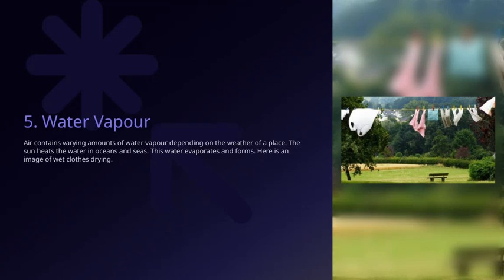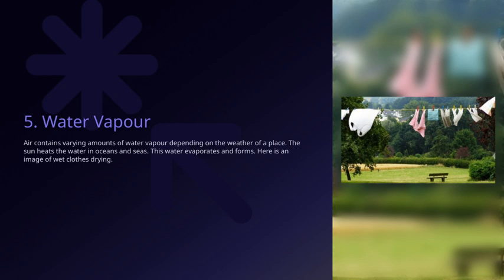Water vapor is a fascinating part of our atmosphere because it varies quite a bit depending on the weather and location. When the sun shines, it heats up water in oceans and seas, causing some of that water to turn into vapor and rise into the air. This process is called evaporation.